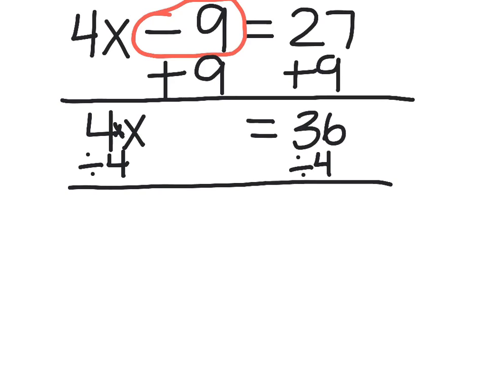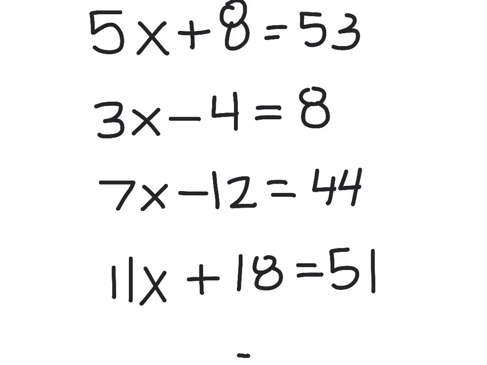4 divided by 4, 1 times x equals 36 divided by 4, 9. This 1 times x I really don't need, doesn't change anything, so I'm going to go ahead and get rid of it now. Now I have my answer. X equals 9. I have here now 4 problems for you to try.